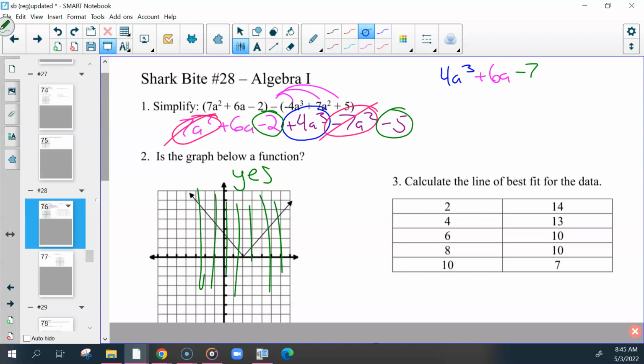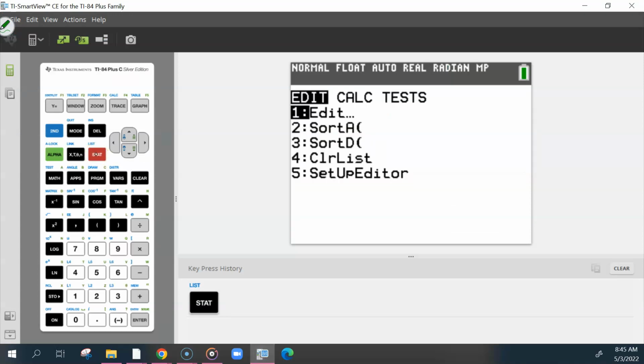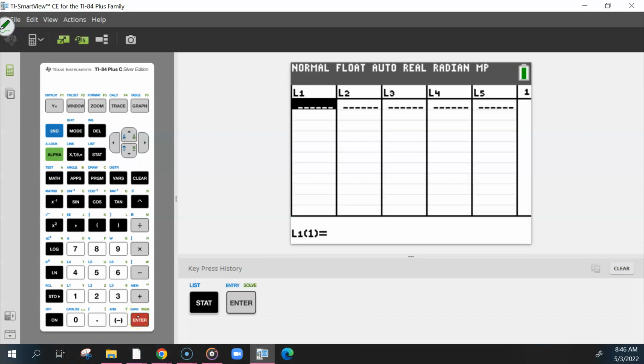Okay, I'm going to show you in the calculator how to do this, and then we'll go back. We'll be doing Desmos and the calculator later, which is what we're going to do today. But in the calculator, you need to go into Stat, go into Edit, so Stat, Edit, hit Enter. Put in all of those numbers.